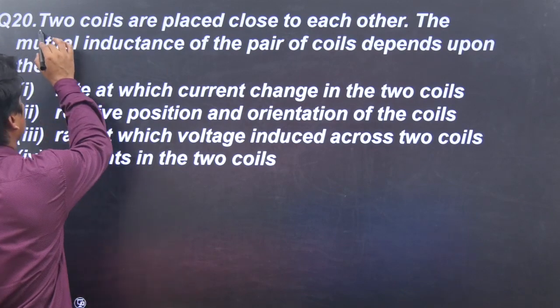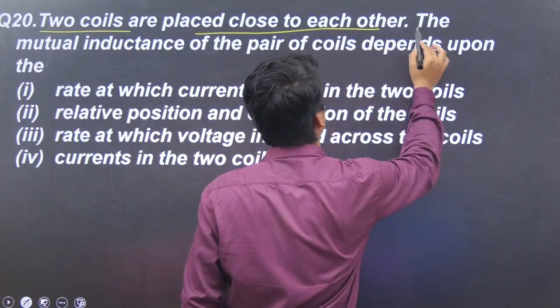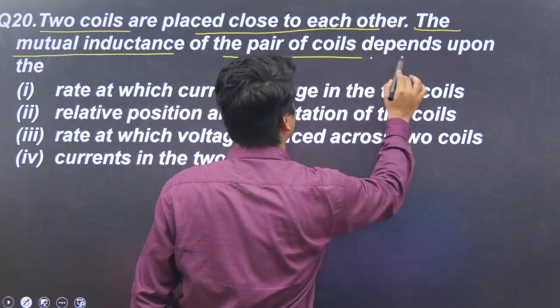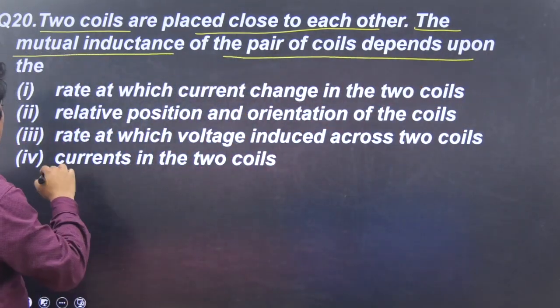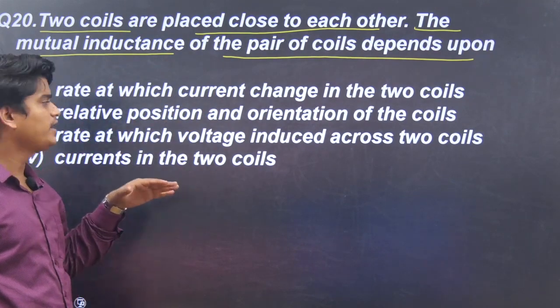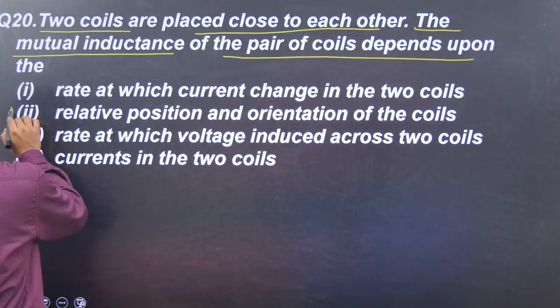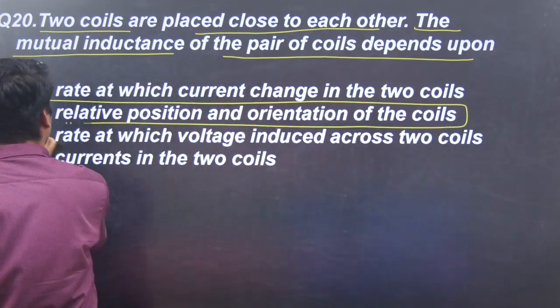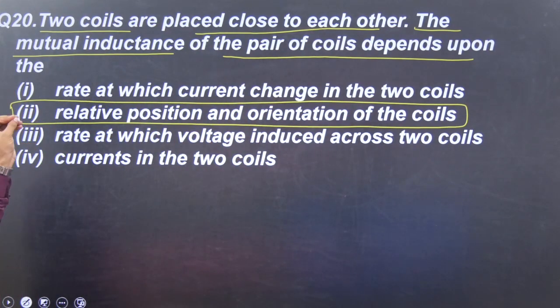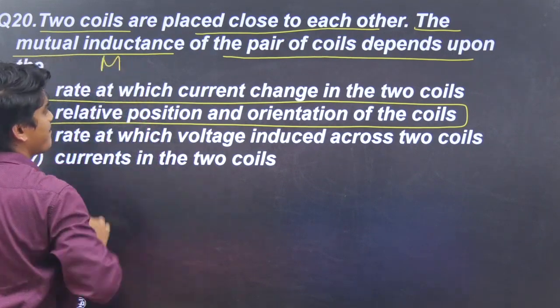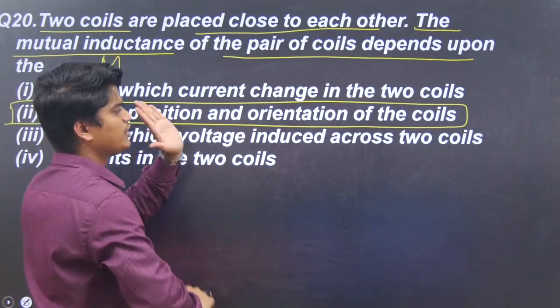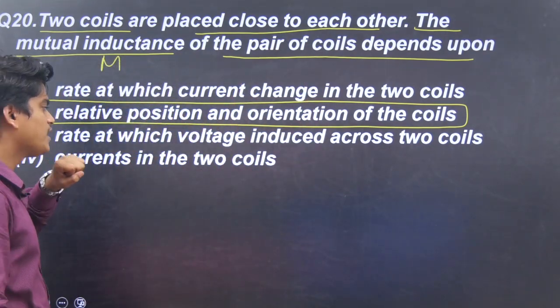Now here it is given, two coils are placed close to each other. The mutual inductance of the pair of coils depends upon the rate at which current changes in the two coils, relative position and orientation of the coils, rate at which voltage is induced across the two coils, and currents in the two coils. Now listen here. Whenever mutual inductance comes, it depends on what? It depends on the relative position and orientation of the coils. Whenever two coils are placed close to each other, the mutual inductance, whose symbol we give as M, depends on the relative position and orientation. Remember this.